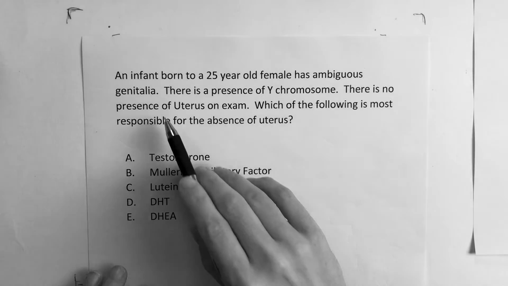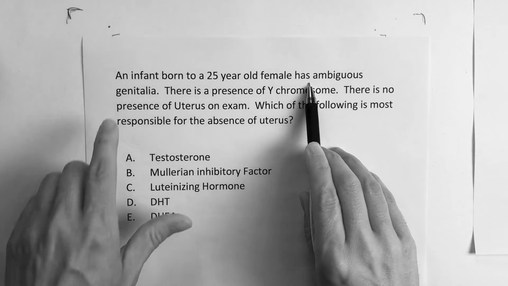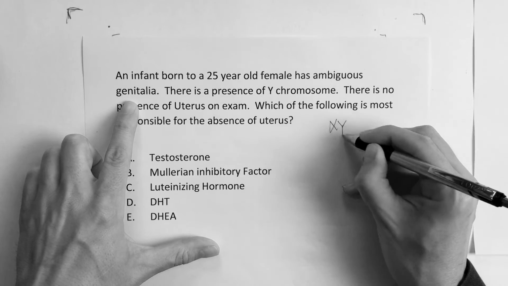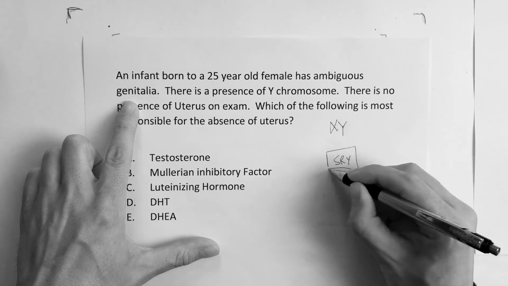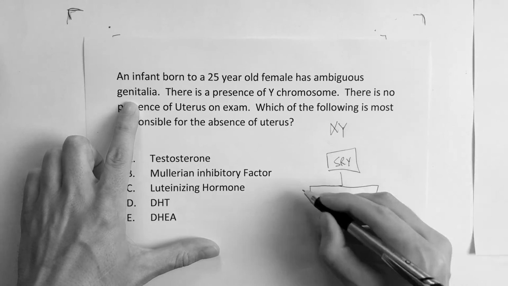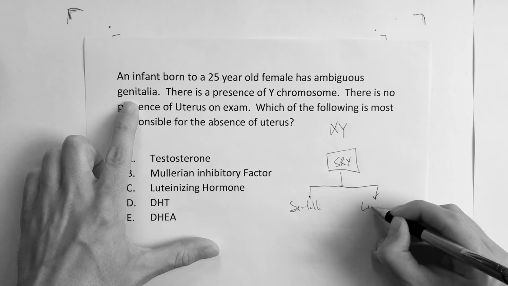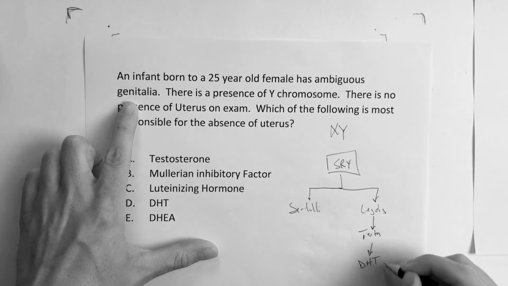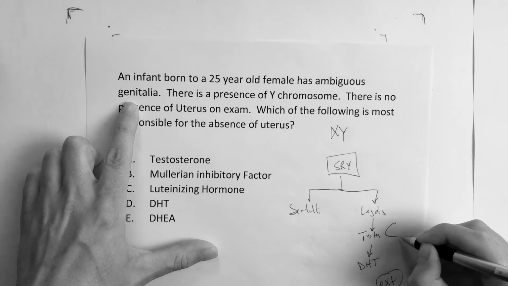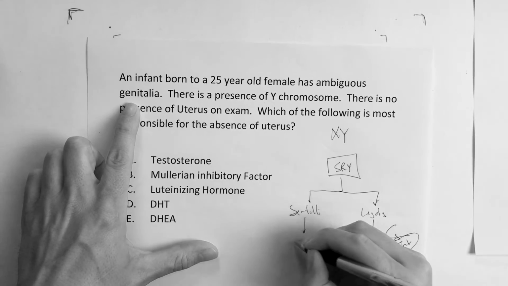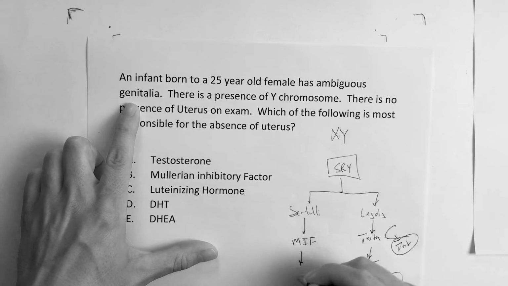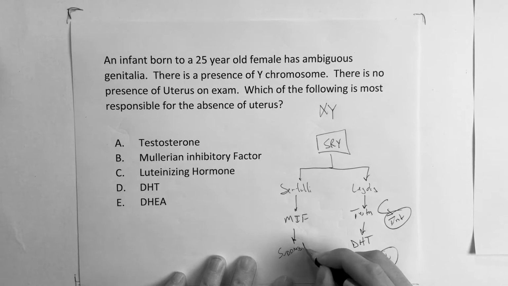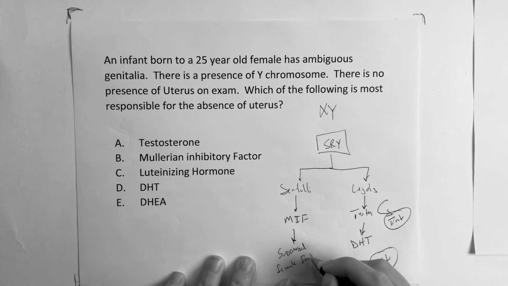And this one says, an infant born to a 25-year-old female has ambiguous genitalia. There is presence of Y chromosome. So we're XY. Whenever I see that, I'm thinking SRY gene, and then I go up here and I'm thinking Sertoli, or Leydig, and again, testosterone, DHT, external male, internal male, Mullerian inhibitory factor, and if I don't produce that, it suppresses the female internal.